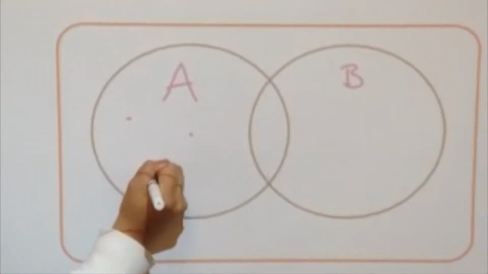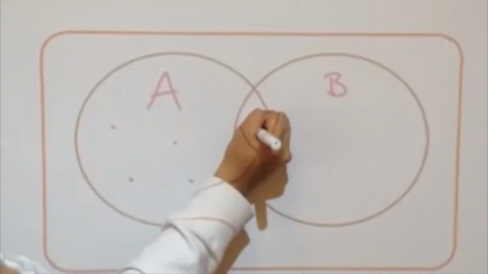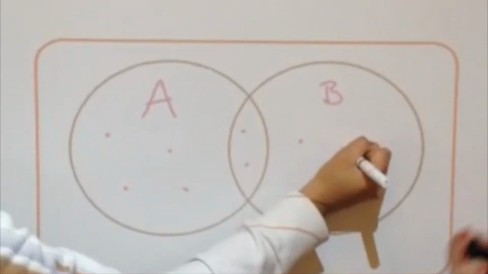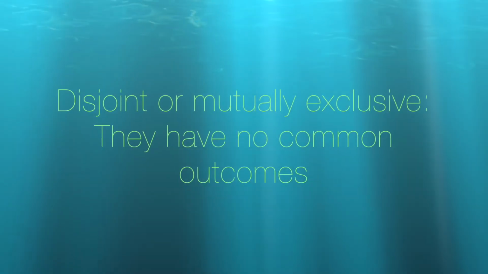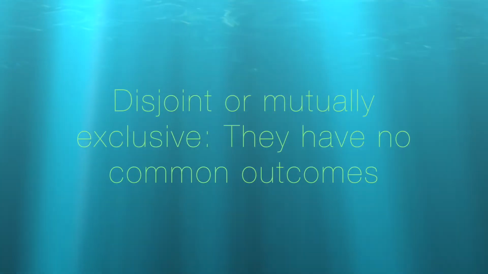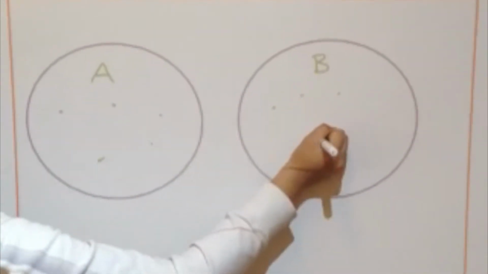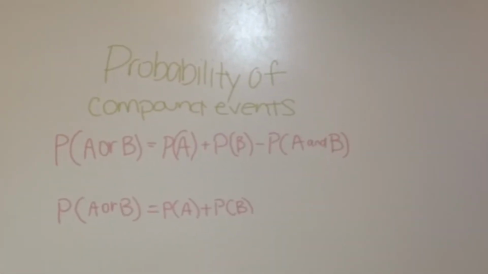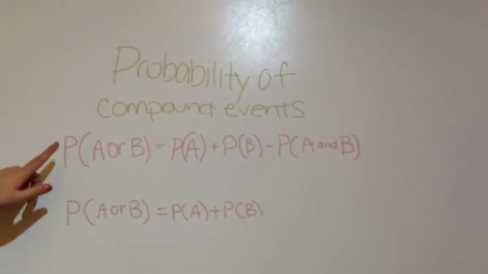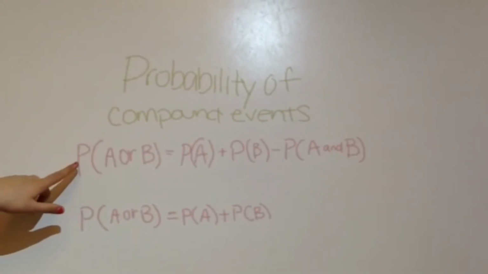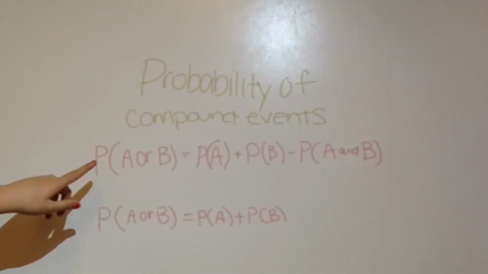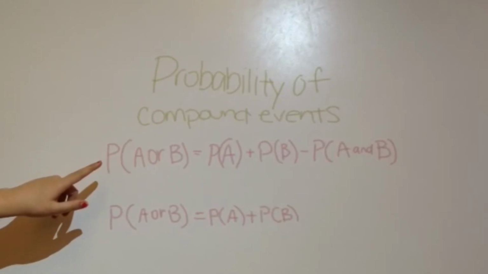Events are overlapping if they have one or more outcomes in common, as shown in this diagram. Two events are disjoint or mutually exclusive if they have no outcomes in common, as shown in this diagram. If A and B are any two events, then the probability of A or B is P(A or B) equals P(A) plus P(B) minus P(A and B).